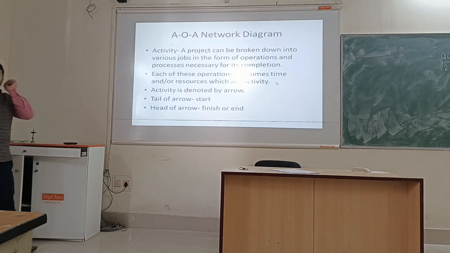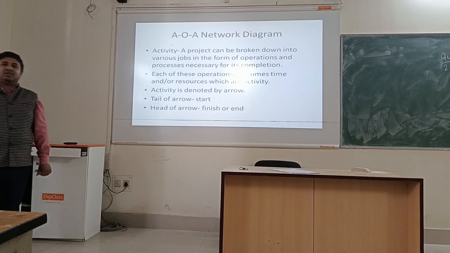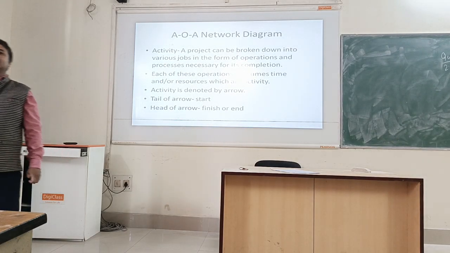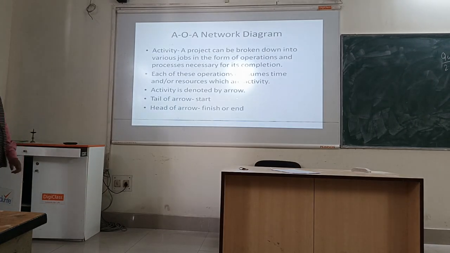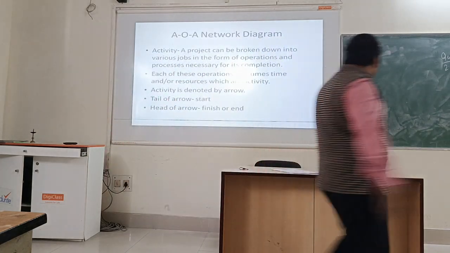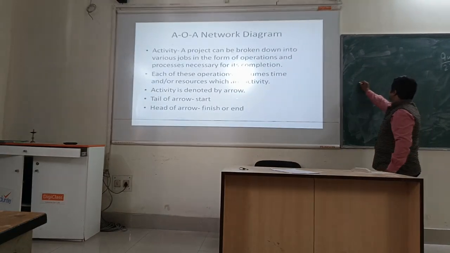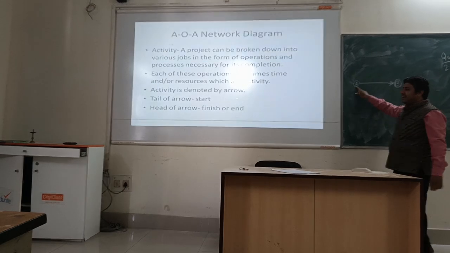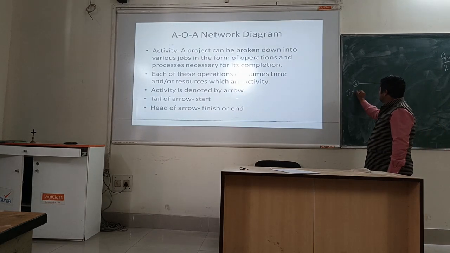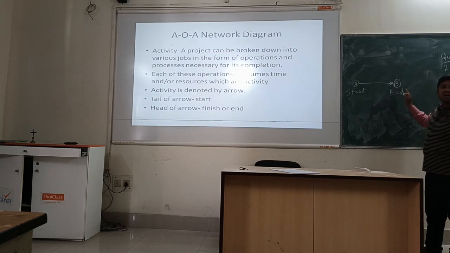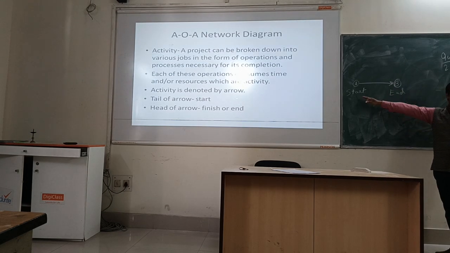In this module we will discuss the activity on the arrow diagram, the AOA diagram, where the activity is represented on the arrow. If you see the description of an arrow, there is a tail and there is a head, between two events. The tail shows the start, and this event will show the end, where the activity terminates. This is the beginning, this is the end.